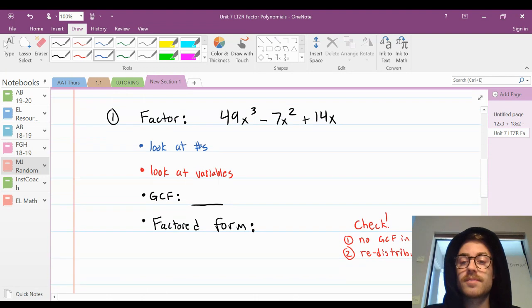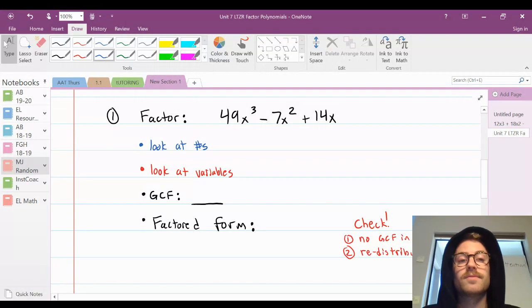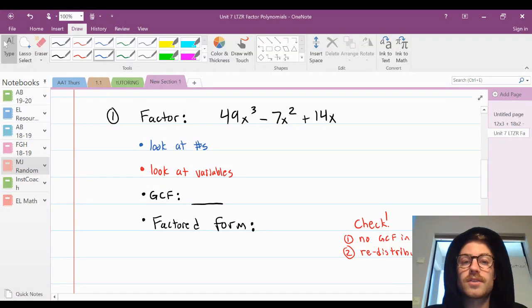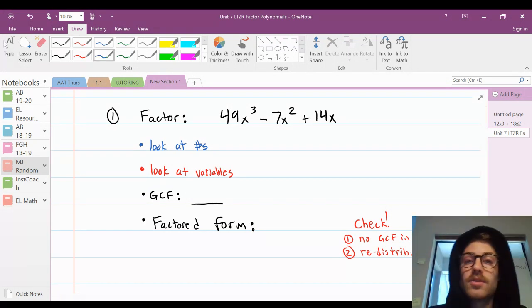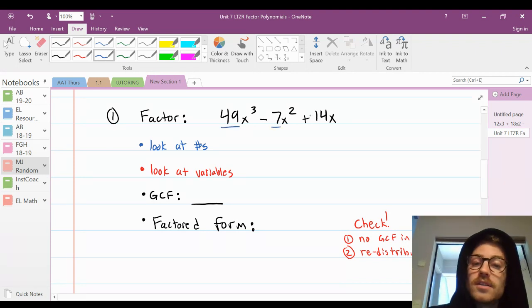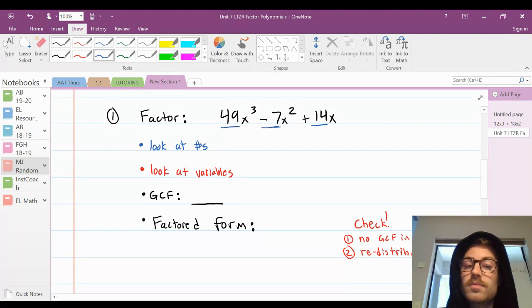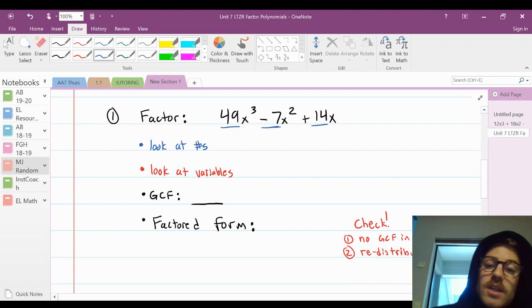First, our first example, feel free to pause and write this down, is to factor 49x cubed minus 7x squared plus 14x. The process of determining your greatest common factor begins with looking at the numbers 49, negative 7, and 14. The largest number that all three of these have in common as a factor would be 7. That is the beginning of our greatest common factor.